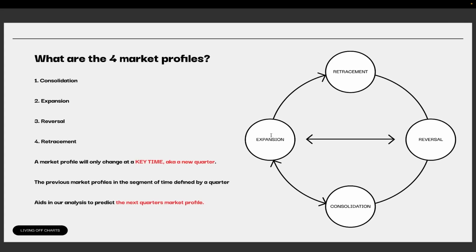What is the key time on the higher time frame charts? It's a brand new quarter. The previous market profiles in the segment of time defined by a quarter aid in our analysis to predict the next quarter's market profile. So we're not just going to be putting a vertical line on our chart come a new quarter and looking forward. We have to look back at the previous quarters, see what that specific quarter did to determine the next quarter. We look at the market profiles within the previous quarters and we try to determine which market profile will be coming up next in the current quarter we're going to be trying to trade.